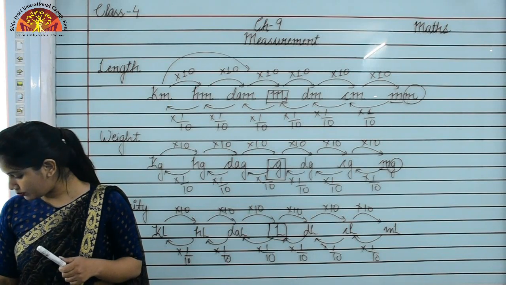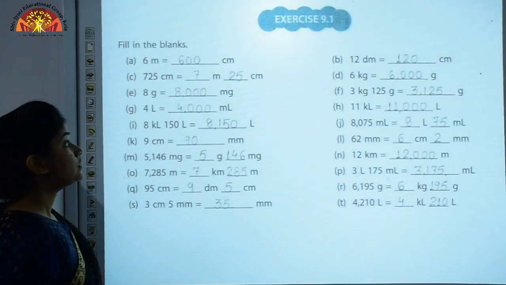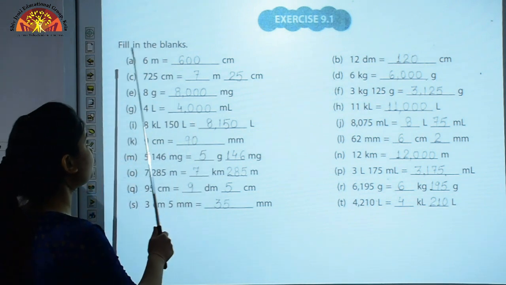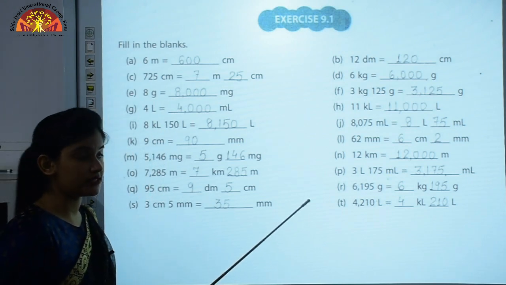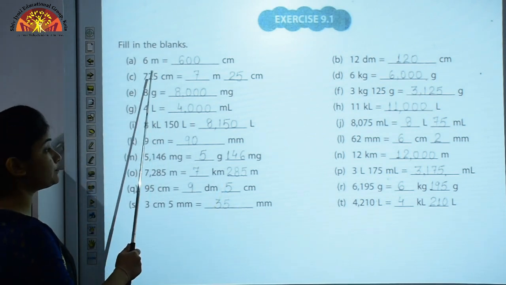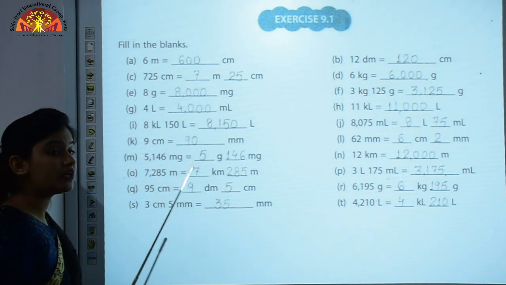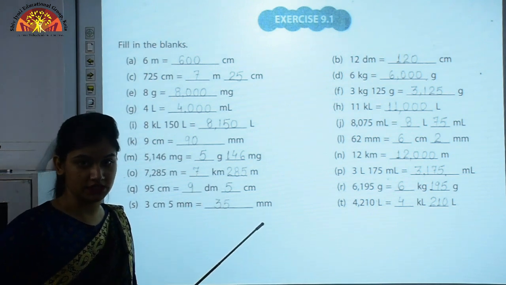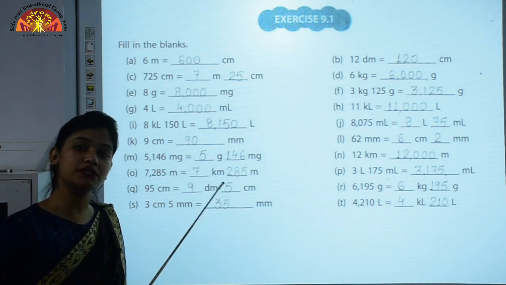So students, open page number 124. Here we are observing exercise 9.1. The question is fill in the blanks. It means basically we have to convert the units. Part A is 6 meter is equal to dash centimeter. So students, here we have 6 meter and we have to convert 6 meter into centimeter. हमें क्या करना है? मीटर को सेंटीमीटर में convert करना है. So how can we convert meter into centimeter?